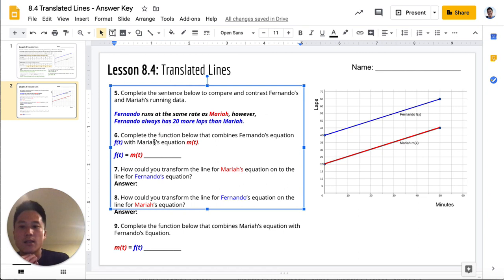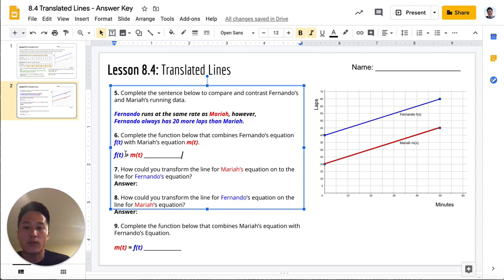Okay, so now it's asking us to complete the function that's going to combine Fernando's function, which is f of t, with Mariah's function, which is m of t. So we see how it starts with f of t is equal to m of t with some modification. Well, let's think about what we're saying in the previous problem, that Fernando runs at the same rate as Mariah. So that's like saying Fernando's function is the same as Mariah's function. However, Fernando always has 20 more laps than Mariah. Fernando's line is always 20 units above Mariah's line at any given time.